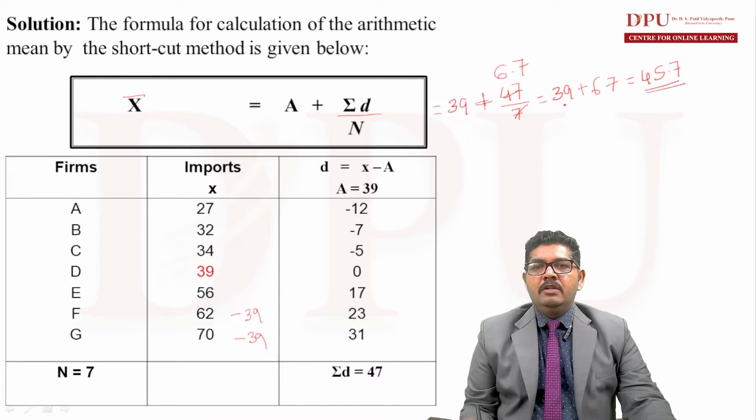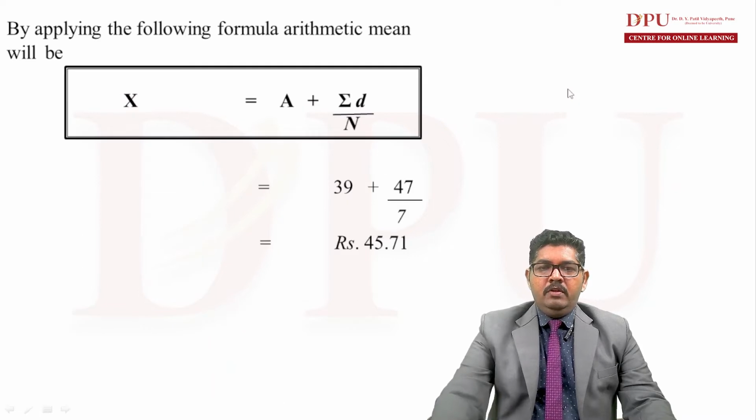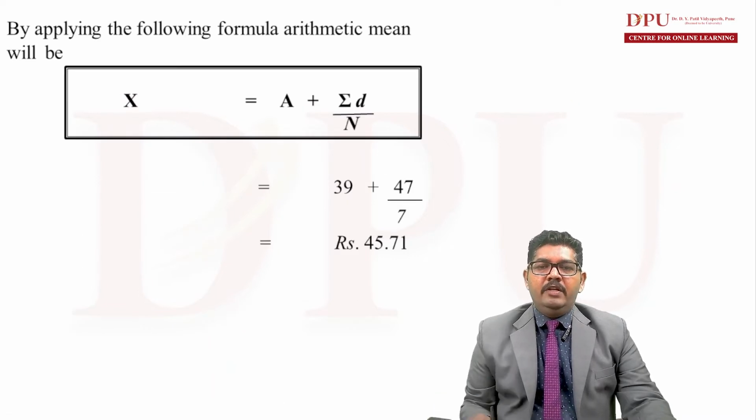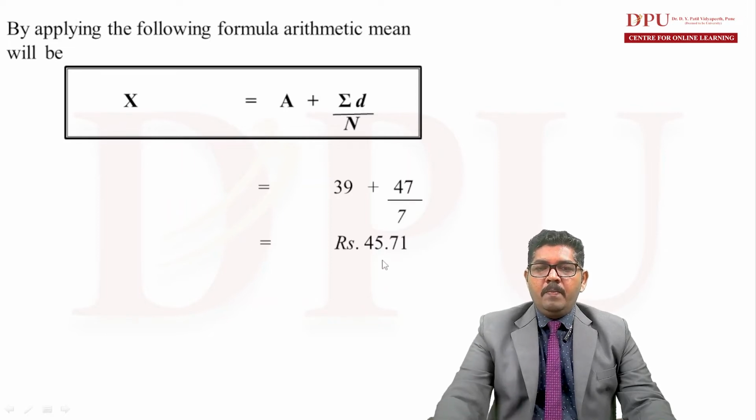So this is the value of arithmetic mean by shortcut method. Here it is, the exact value is 45.71. So 39 was the assumed mean, then summation of deviation was 47 divided by 7. So this will be equal to rupees 45.71.